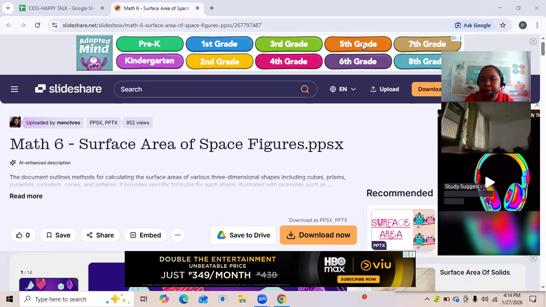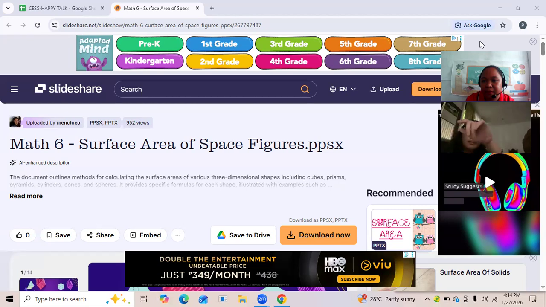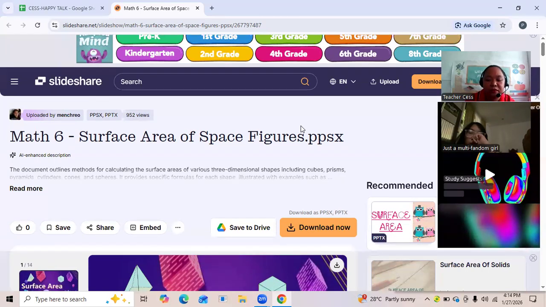Okay, so let us discuss the surface area of a space figure or a solid figure. Do you hear me? Do you hear me? All right. Okay, so let us start. So we will discuss the surface area of a solid figure.